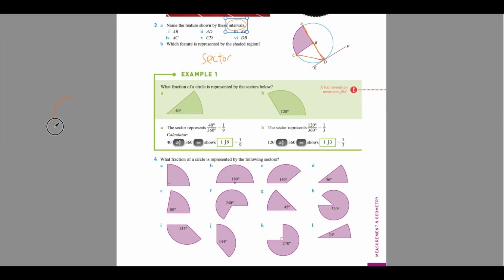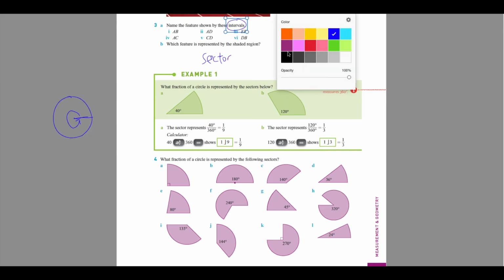So if you draw a circle, say you start off here, right? This whole angle, how many degrees is that? That's 360 degrees, right? If it's 360 degrees, that means 40 degrees, the sector will only represent 40 degrees divided by 360 degrees, which is 1/9 of the full circle, right? So then the answer is 1/9.